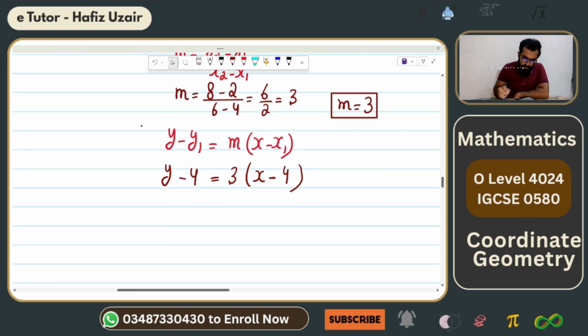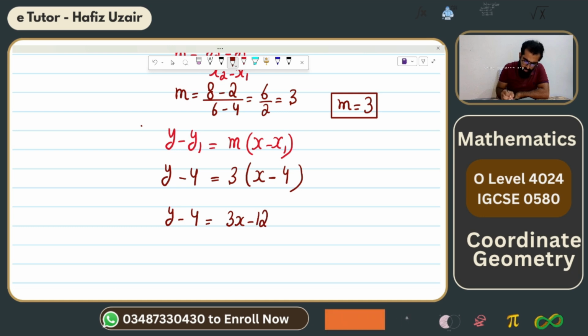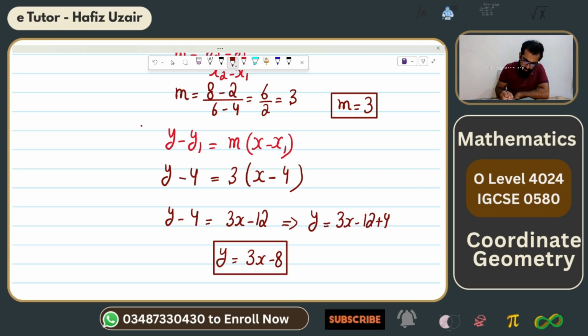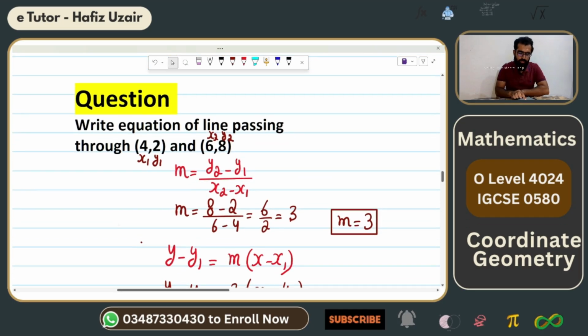Now just simply expand the bracket. So y - 2 = 3x - 12. So y = 3x - 12 + 2, and y will be equal to 3x - 10. This is the equation of the line that is passing through these points.